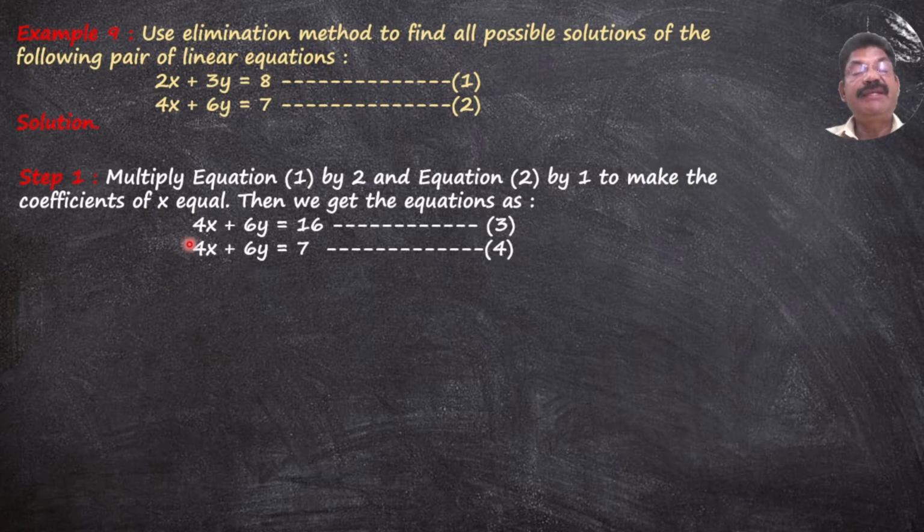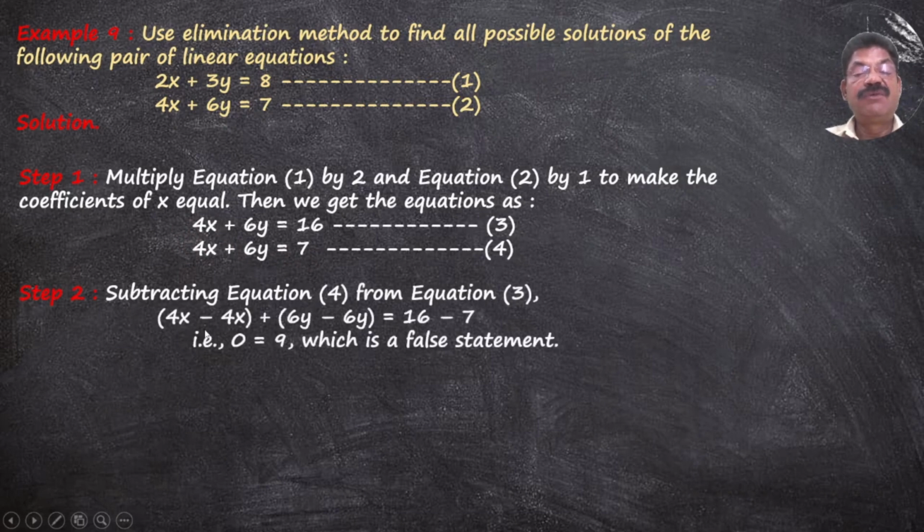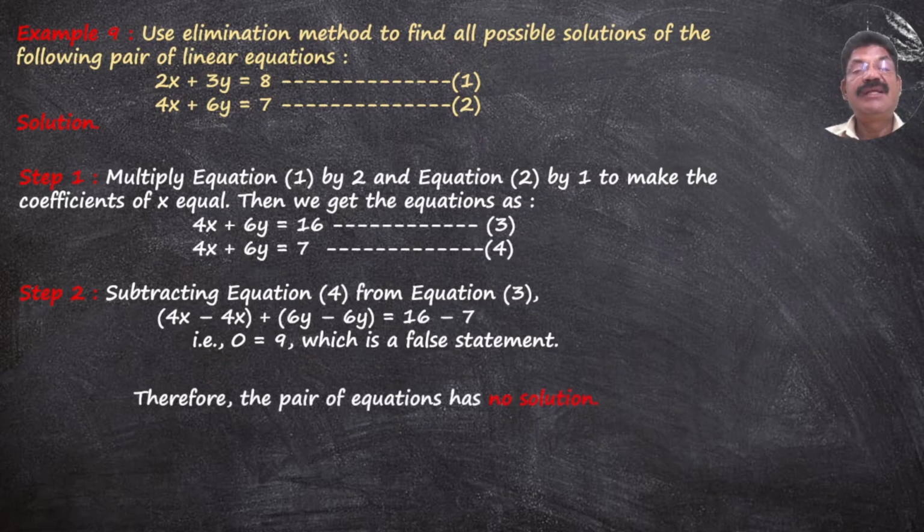So after multiplying equation 1 by 2, I get 4x plus 6y is equal to 16. I write equation 2 as such because I am multiplying it by 1. Therefore, 4x plus 6y is equal to 7. Now you see the coefficients of x are equal. Both are 4 only. So I subtract one from the other. So I get 4x minus 4x plus 6y minus 6y is equal to 16 minus 7. That is 0 is equal to 9, which is a false statement. So what is our conclusion? The given pair has no solution.